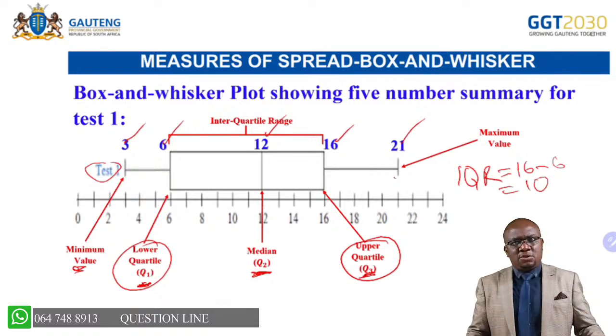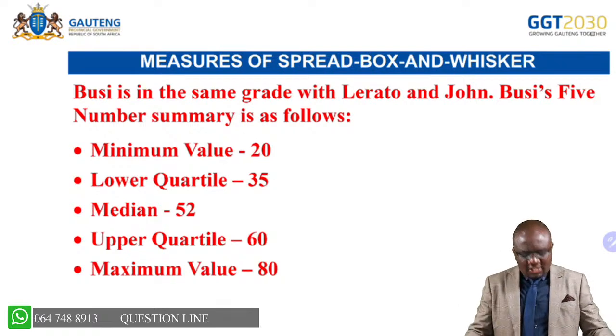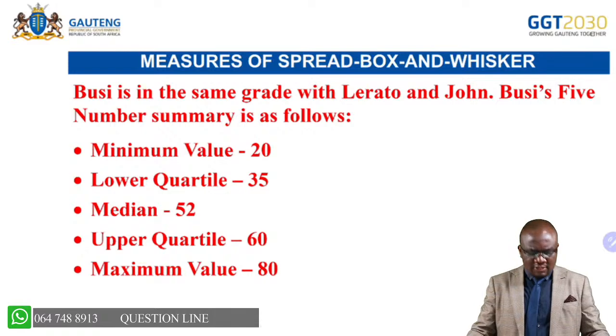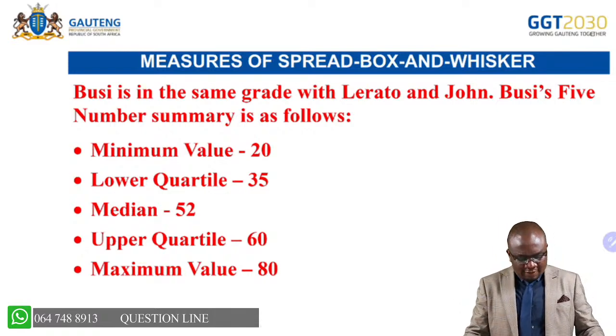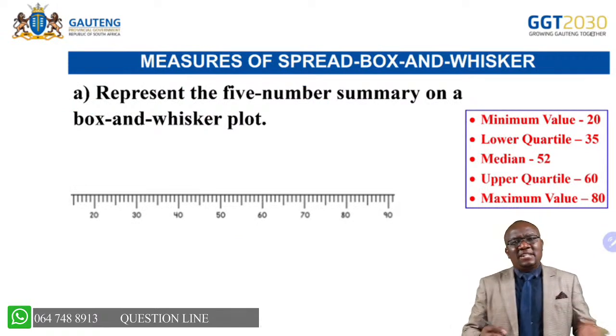Q3 minus Q1. Now, Busi is in the same grade with Lerato and John. Busi's 5-number summary is as follows. The minimum value is 20, the lower quartile is 35, the median is 52, the upper quartile is 60, the maximum value is 80. I want you to try just one more activity, then the rest I'm going to explain.